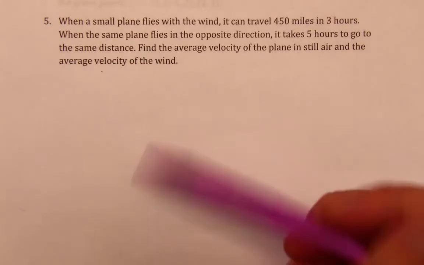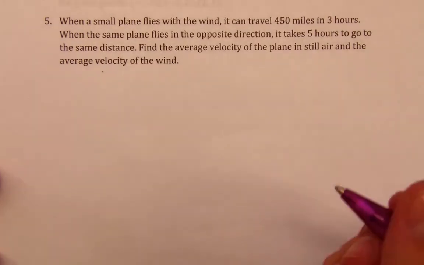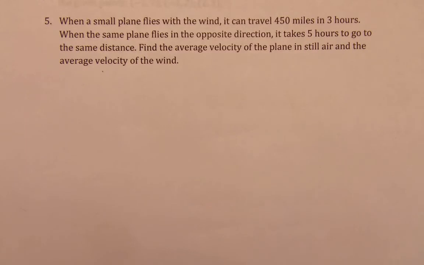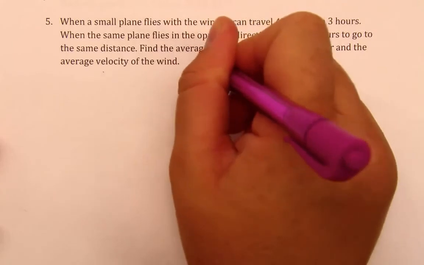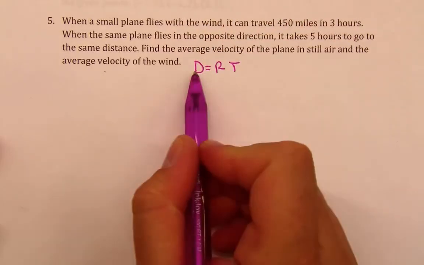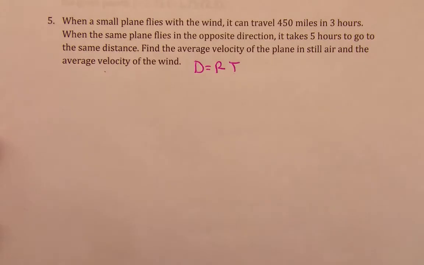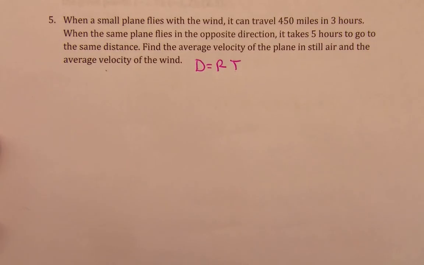Now it says, when a small plane flies with the wind, it can travel 450 miles in 3 hours. When the same plane flies in the opposite direction, it takes 5 hours to go the same distance. Find the average velocity of the plane in still air and the average velocity of the wind. Now, these problems are called DIRT problems, D equals RT. Distance is equal to rate times time, okay? So that's what we're going to be using here.